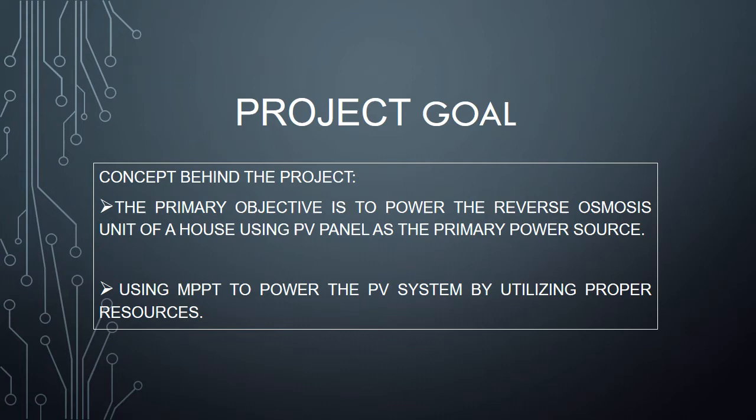For this project, I'm using solar resources to power up the system. For this reason, I'm going to be using a PV panel. So my primary objective is to power the reverse osmosis unit of a house using a PV panel. And basically, to power up the PV system, we need maximum power point tracking. So my secondary objective is to make sure that the harnessing of the power of the solar panel is being done properly. So I'm also going to be doing some simulations of the maximum power point tracking of the system.